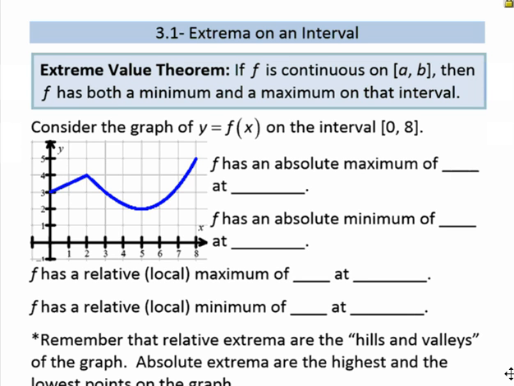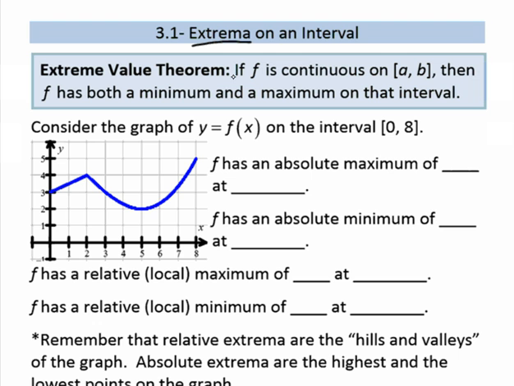This video will be covering section 3.1, extrema on an interval. When we talk about the word extrema, that is a plural word for extreme. So we're talking about extreme values on an interval. Basically, we're talking about the highest or lowest values on an interval. With that, we're going to introduce the extreme value theorem.